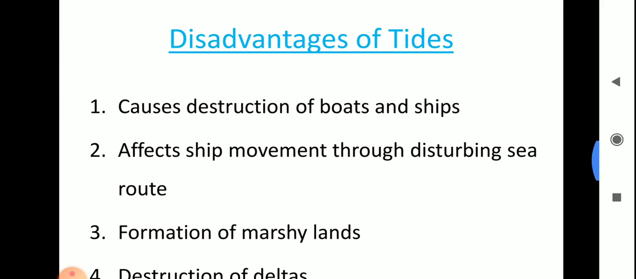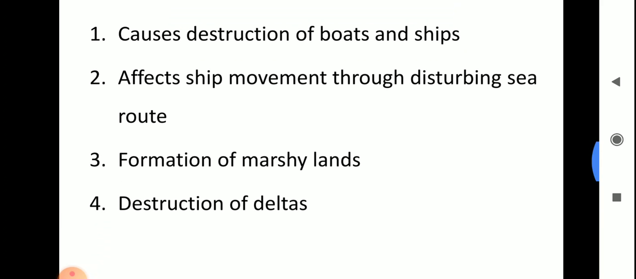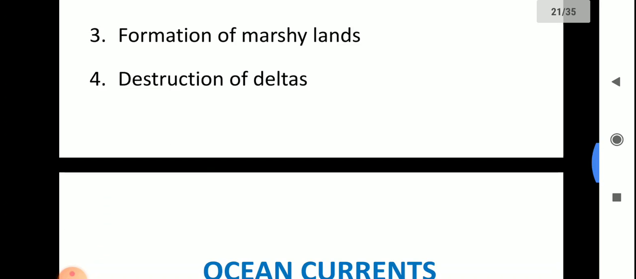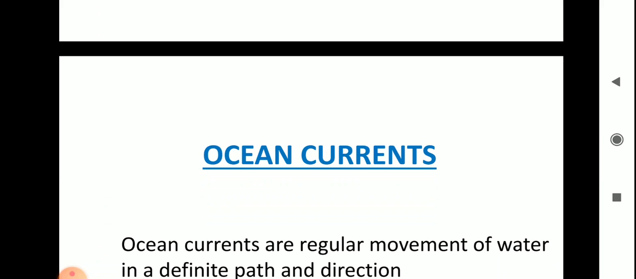But there are also some disadvantages and drawbacks: destruction of boats and ships, disturbing the sea route and affecting ship movement, and formation of marshy land and destruction of deltas. Clear? Next is ocean currents.